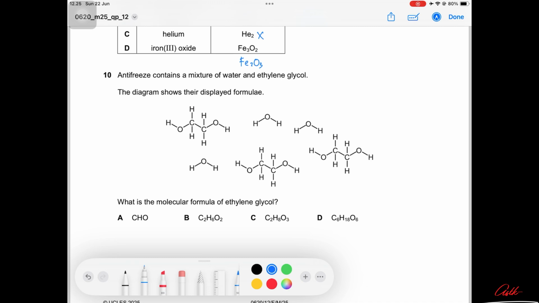Number 10, antifreeze contains a mixture of water and ethylene glycol. So focus on the water molecule and ethylene glycol. The diagram shows you the molecule of water and the ethylene glycol. So just don't confuse it with H2O. So just cross it. We just make the formula from this one. So how many carbon atoms? 2, and H, there are 6, and 2 oxygen. So the correct answer is B.